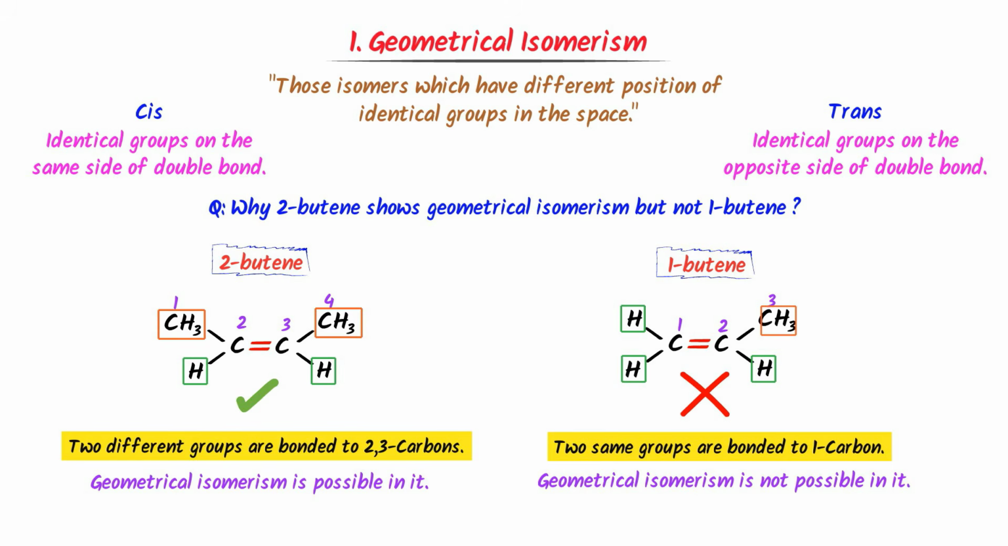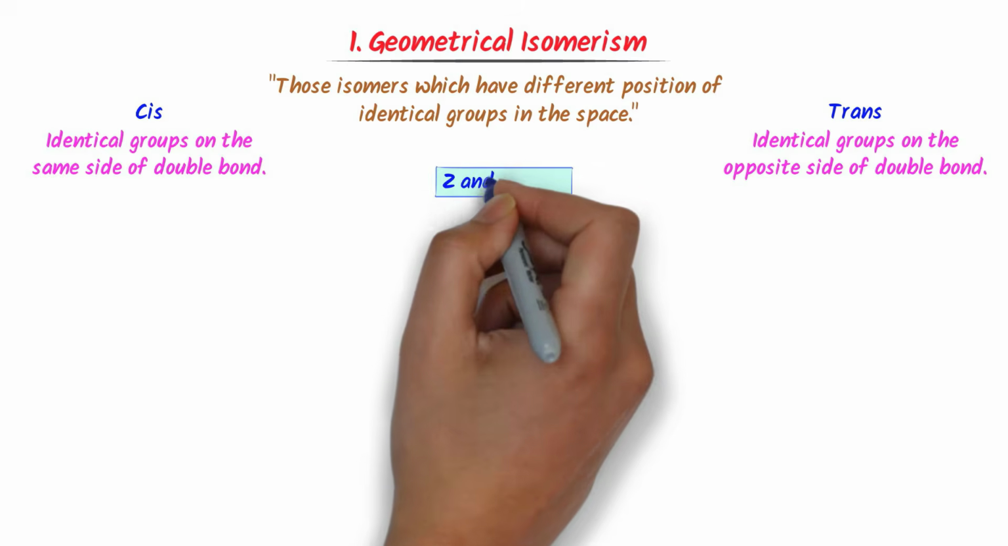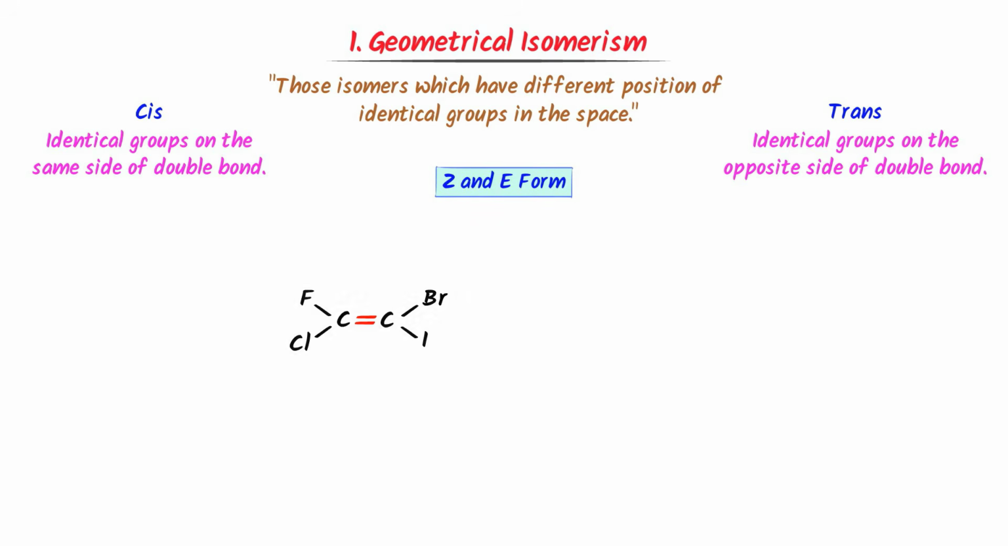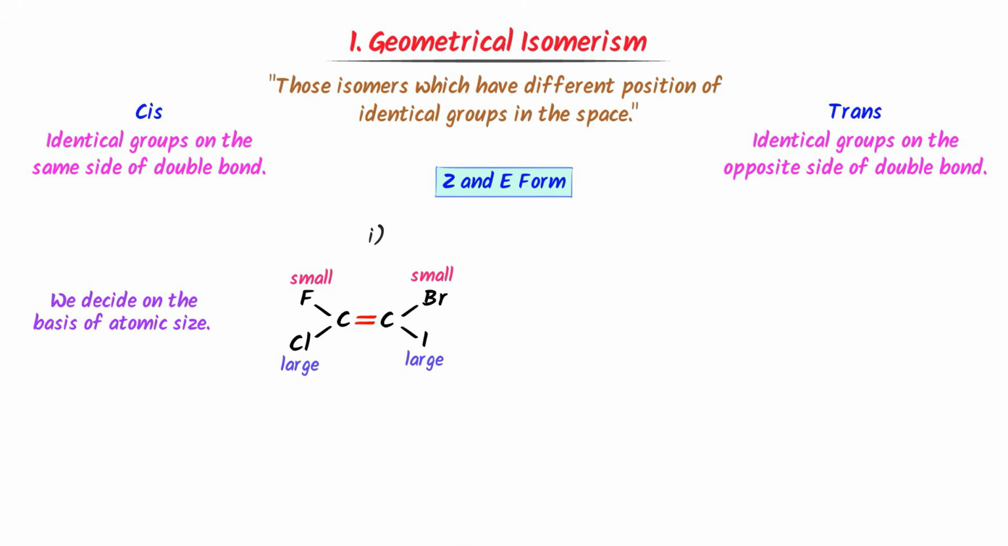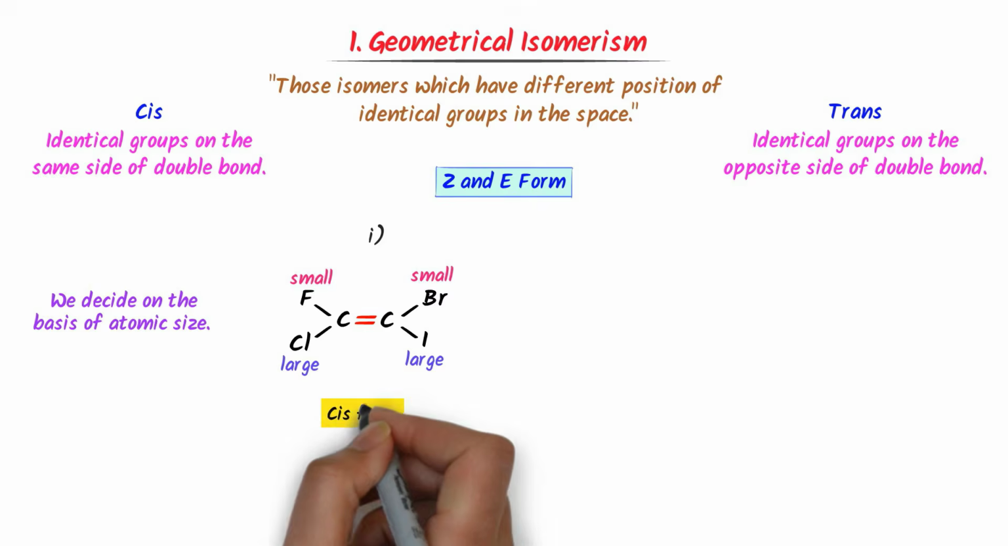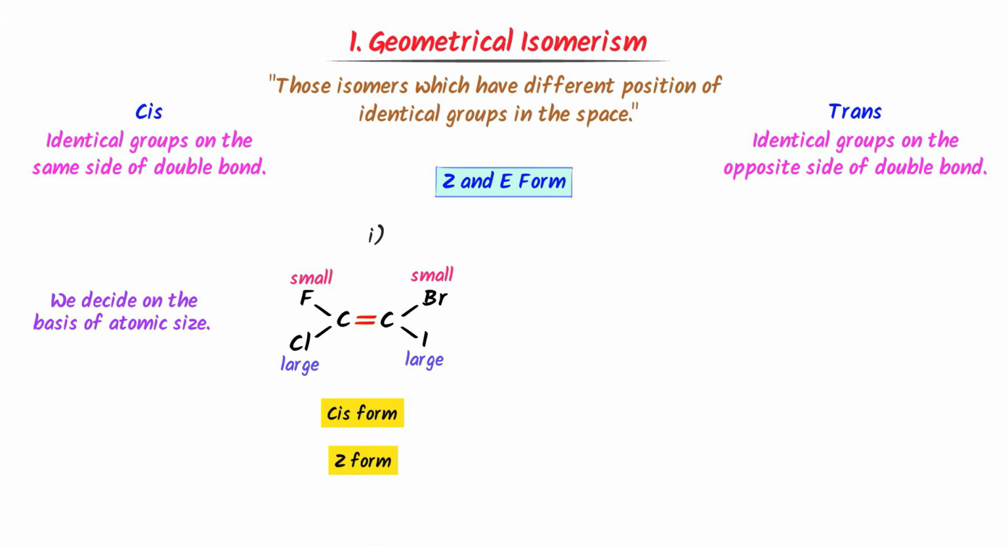The final concept of geometrical isomerism is Z and E form. Consider this organic compound. Here, the four groups bonded to the two carbons are different. In such cases, we decide on the basis of atomic size. Fluorine has a smaller size than chlorine, while bromine has a smaller size than iodine. Now the smaller size groups are on the same side of the double bond, hence it is a cis form, or we call it Z form.